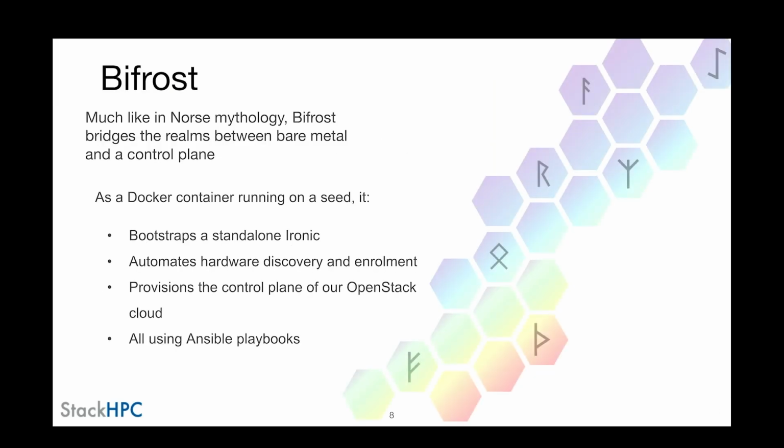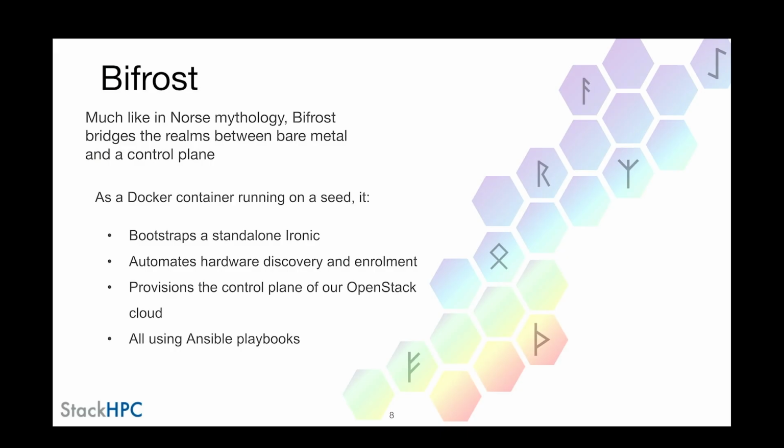Yes. So this is using the service called Bifrost. Bifrost is a standalone version of Ironic, which we deploy in a Docker container using Kolla Ansible onto what we call a seed host. So this is the single host that we can then grow an entire cloud from. And just like it says, Bifrost, much like in Norse mythology, is this bridge which bridges the gap between bare metal and our control plane.